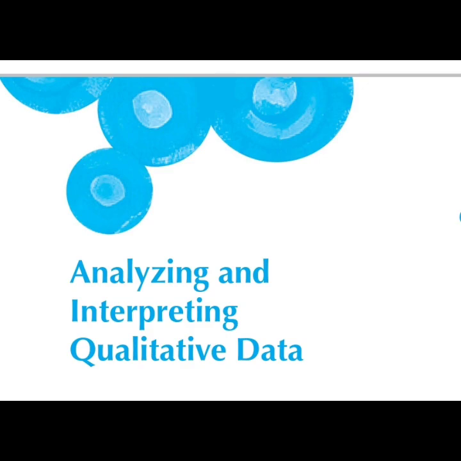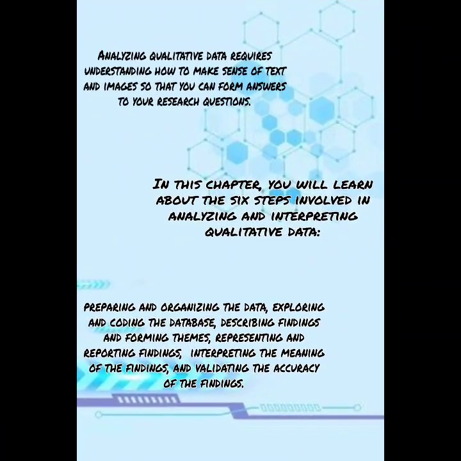In this video, I would like to tell you all about analyzing and interpreting qualitative data. Analyzing qualitative data requires understanding how to make sense of text and images so that you can form answers to your research question. In this chapter, you will learn about the 6 steps involved in analyzing and interpreting qualitative data. What are they? Preparing and organizing the data, exploring and coding the database, describing findings and forming themes, representing and reporting findings, interpreting the meaning of the findings, and validating the accuracy of the findings.